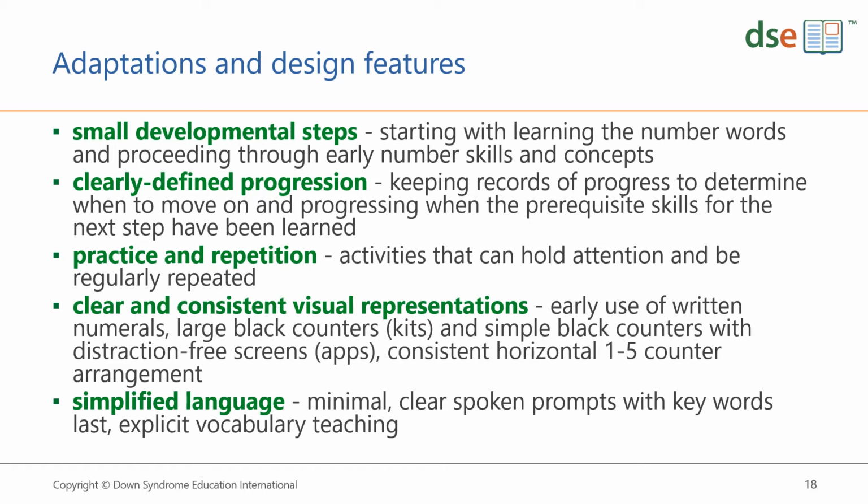We've tried to use very clear and consistent visual representations for the numerals, the written numerals, counters in the kits, simple black counters on the distraction-free app screens, and a consistent horizontal 1 to 5 counter arrangement, drawing on the guidance from the experts. We've also used simplified language with minimal clear spoken prompts, and these are set out in the guides. You're given exact instructions on how to step through the materials and the language to use with your child.